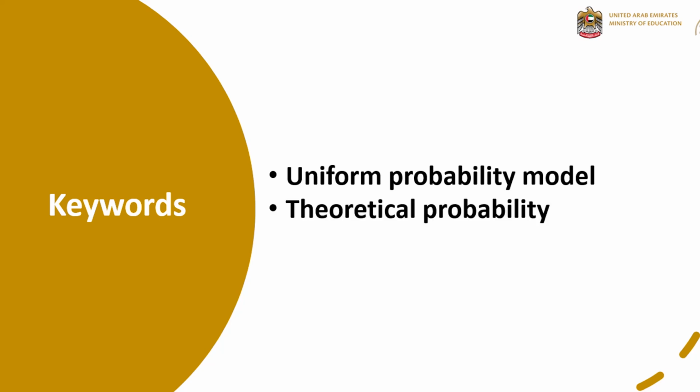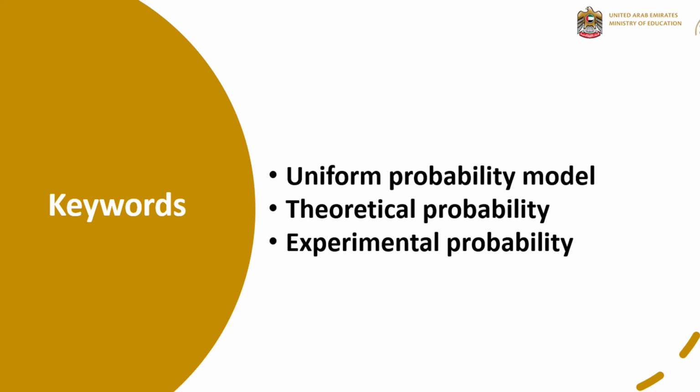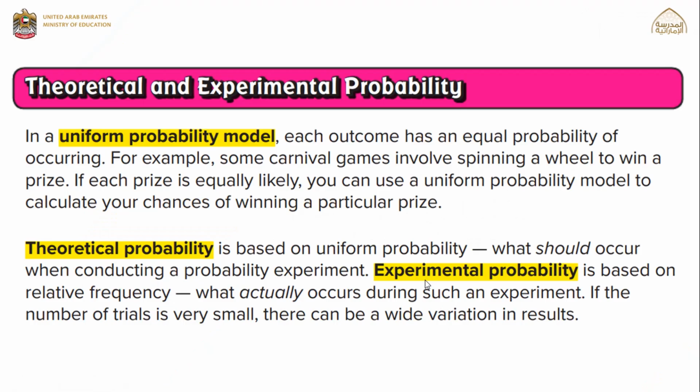theoretical probability, experimental probability. In a uniform probability model, each outcome has an equal probability of occurring. For example, some carnival games involve spinning a wheel to win a prize. If each prize is equally likely, you can use a uniform probability model to calculate your chances for winning a particular prize.